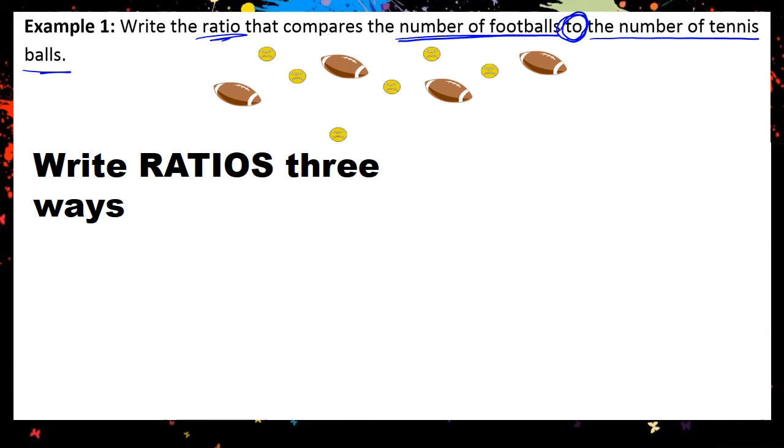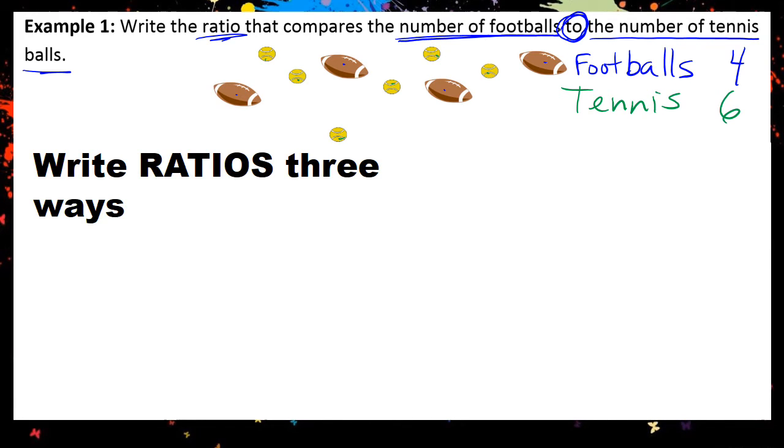Before we even write the ratio three ways, we're going to count the number of footballs first. So we're going to write footballs, and we're going to go ahead and count them. We have 1, 2, 3, 4 footballs. Let's count the number of tennis balls now. We have 1, 2, 3, 4, 5, 6 tennis balls.